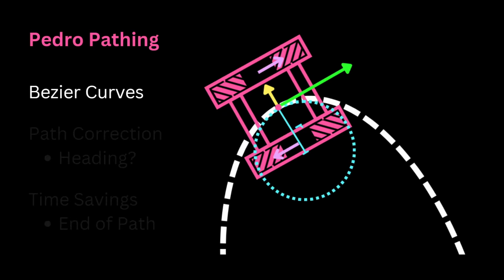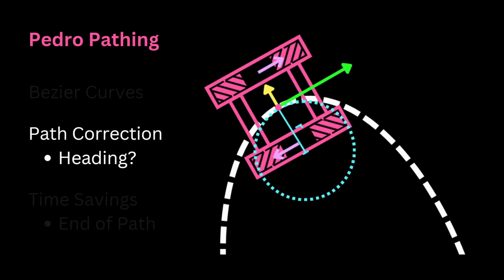So now moving on to Pedro Pathing. In Pedro Pathing, we define our paths with Bezier curves, because they're easy to change, as well as get positions, first derivatives, and second derivatives from. Because our follower constantly calculates vectors for where we need to go, we're able to constantly correct throughout the path.